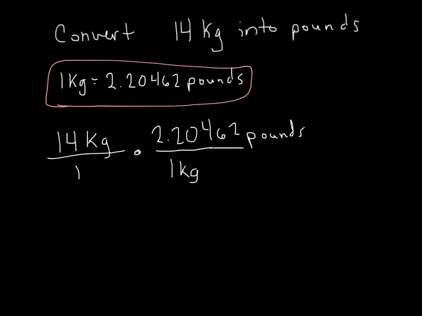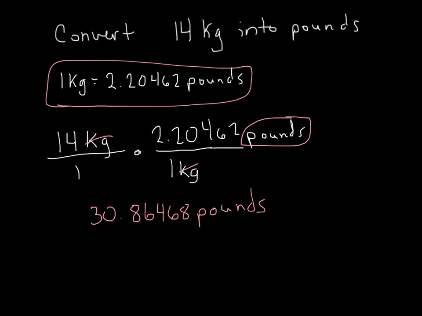So when I multiply these numbers, but before I do that, actually, notice the kilograms cancel, and we're left with just pounds, right? It's a beautiful thing. So when I plug this into my calculator, yes, I cheated to save time, I got 30.86468 pounds. That was my answer when I did 14 times 2.20462.